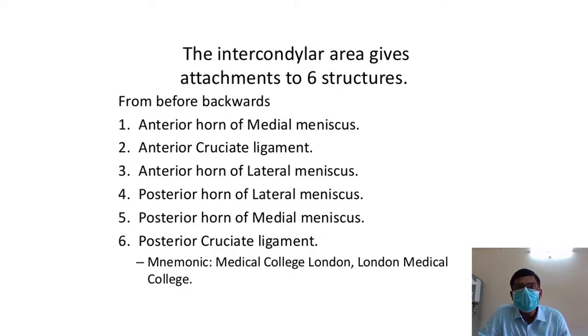So, if you take this intercondylar area, it gives attachment to the 6 structures. How to remember these 6 structures is with the help of one simple mnemonic, Medical College London and London Medical College, right? M stands for the medial meniscus, C stands for the cruciate ligament, and L stands for the lateral meniscus. Again, London Medical College, that is L for the lateral meniscus, M for the medial meniscus, and again C for the cruciate ligament.